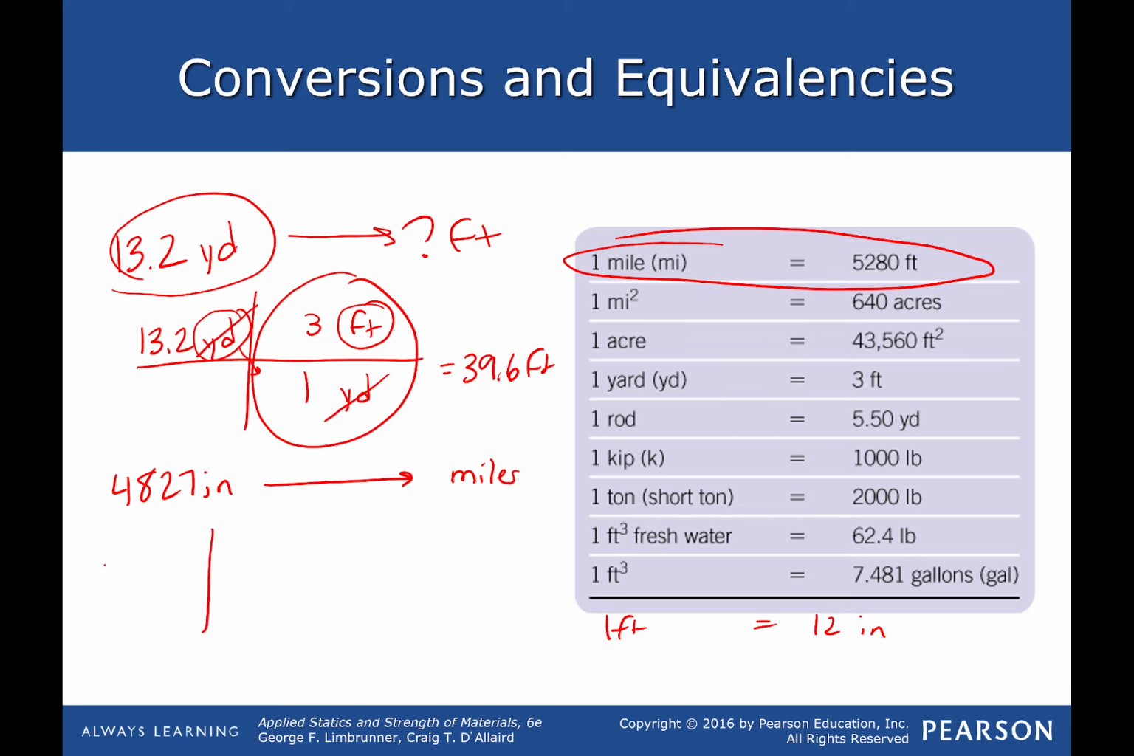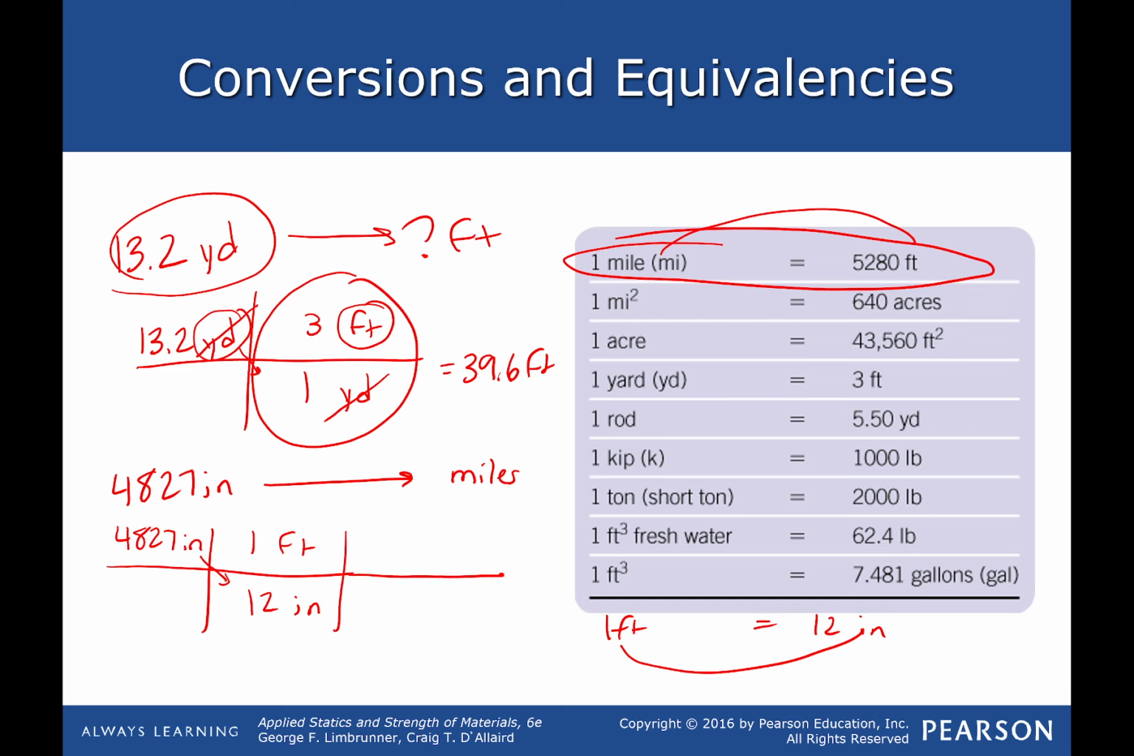We're going to set up our train track method. 4,827 inches. Now, I don't have a conversion directly from miles to inch, so I've got to go in any steps I can. I've got from miles to feet and feet to inch, so that's the pathway I'm going to take. My unit moves at a diagonal, so it goes down here. I'll have 12 inches and 1 foot right here. And then I do the same thing again. I have 5,280 feet is 1 mile. Go through and cancel your units and make sure that what's left is what you actually wanted. I wanted miles. Miles is the only thing left.